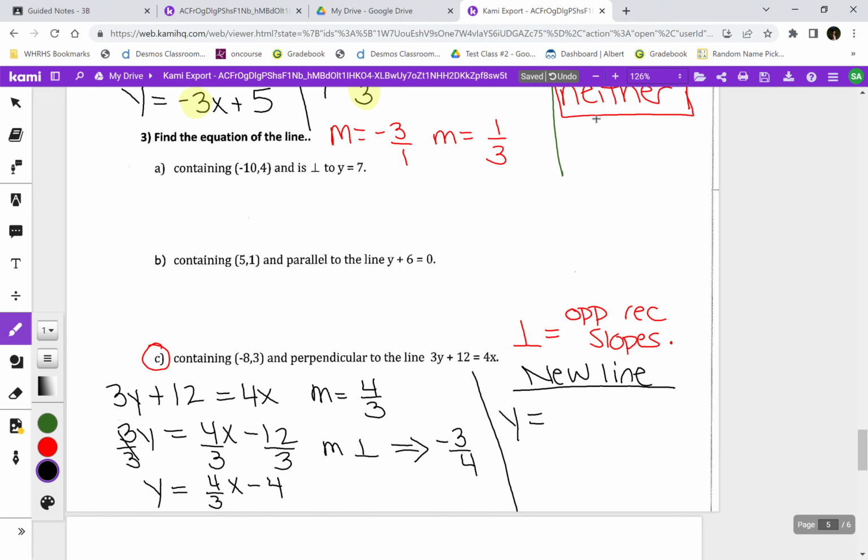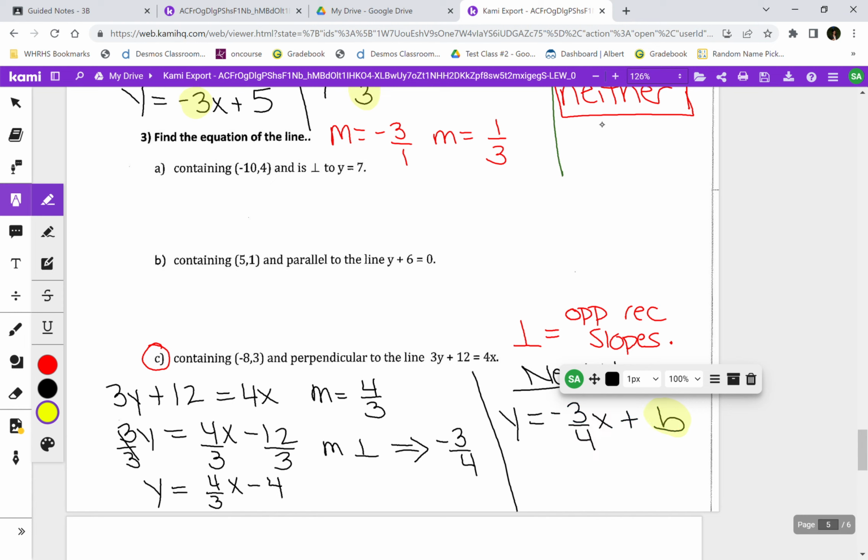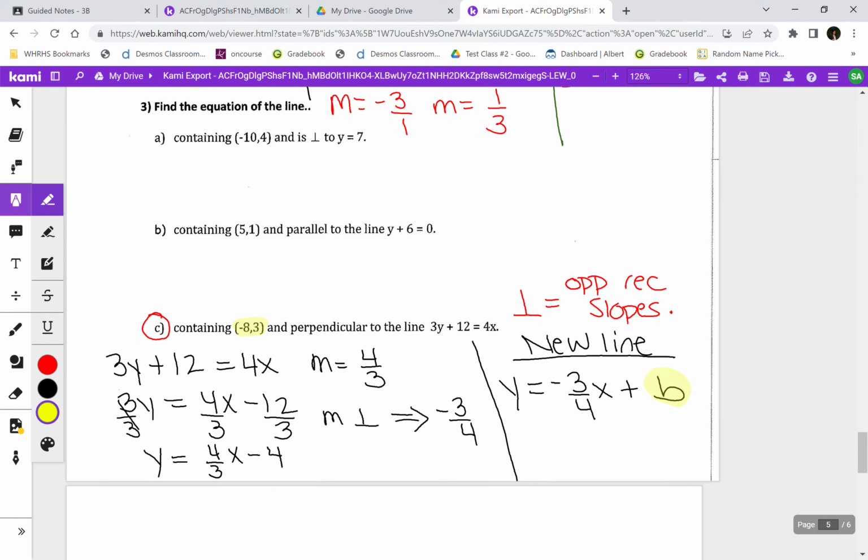So we have y equals negative 3/4 x plus b, right? Isn't that our new line? Is this good enough to say that's the equation of the new line? No, I still need to find the value for b. Well, they did say it contains the point negative 8, 3. So how am I going to use that point to help me find b? Mariana? Plug it in for x and y.